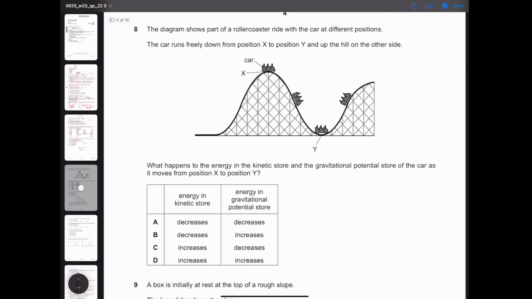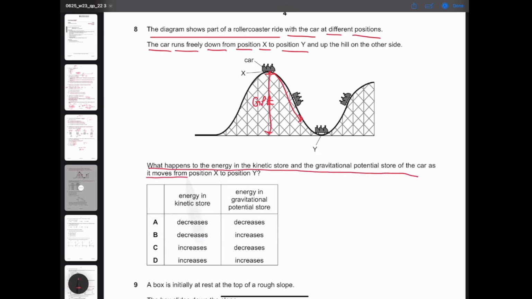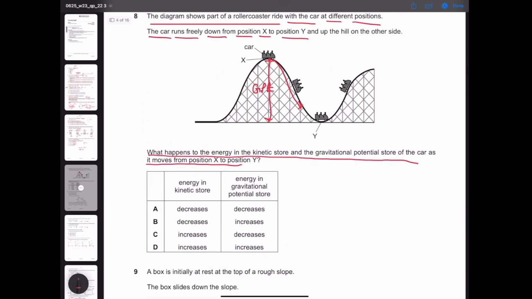Now, the diagram shows part of a roller coaster ride with the car at different positions. The car runs freely down from position X to position Y. So it is at some height, it definitely will have some gravitational potential energy. And as it goes down, the kinetic energy increases. What happens to the energy in the kinetic store and the gravitational potential store of the car as it moves from position X to Y? Energy in the kinetic store. What do you think? As it is going down, the kinetic energy increases. So answer should be out of C and D.